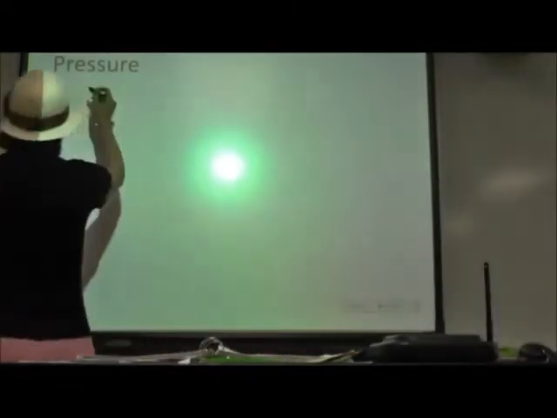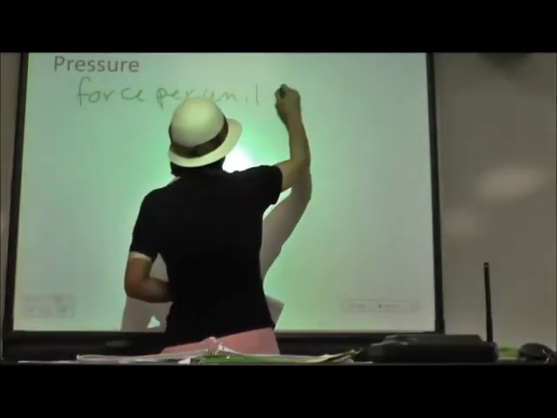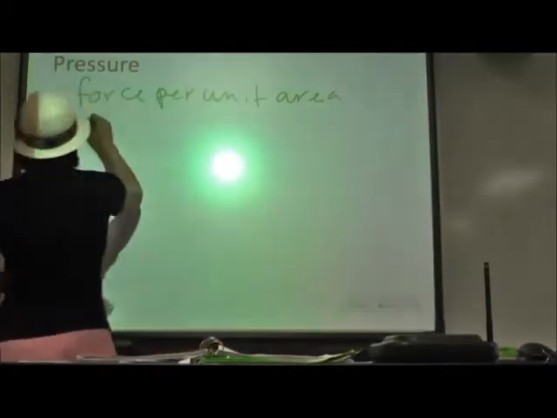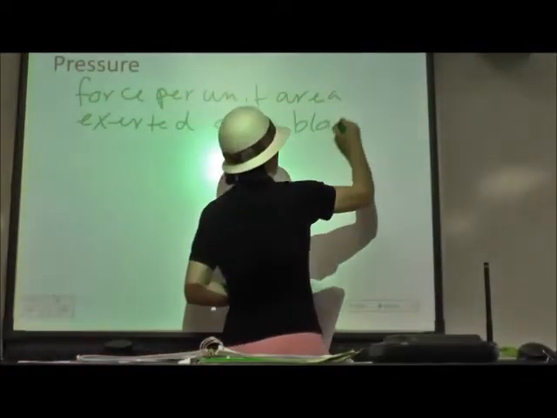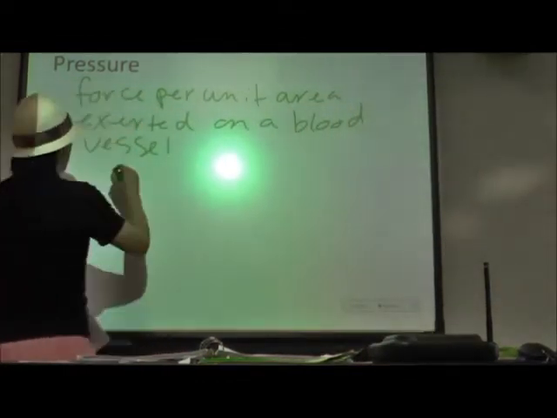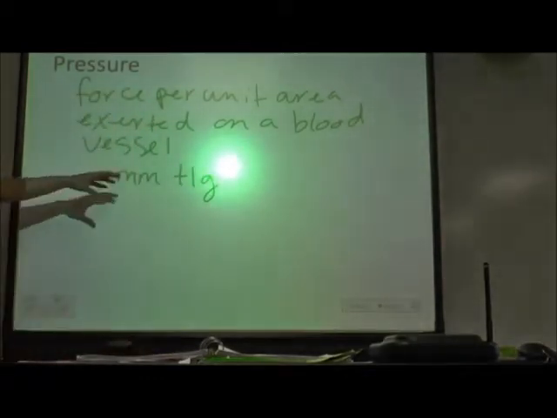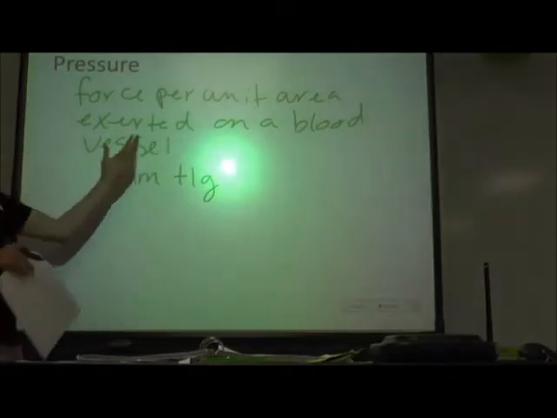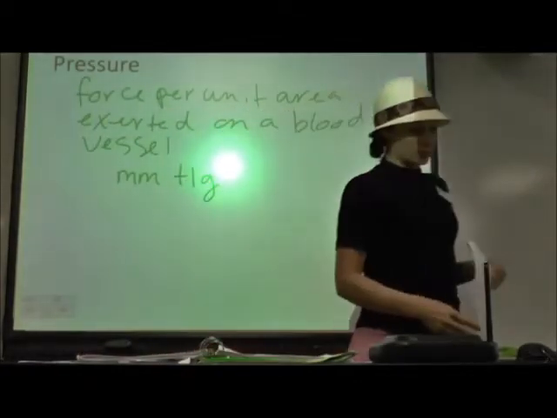Pressures on blood acting through our different types of blood vessels. Pressure is the force per unit area that is exerted on a blood vessel. We typically measure this in millimeters of mercury, which is how many millimeters you can push up a column of mercury in a tube based on the pressure that we're exerting. Throughout the system we have different amounts of blood pressure.